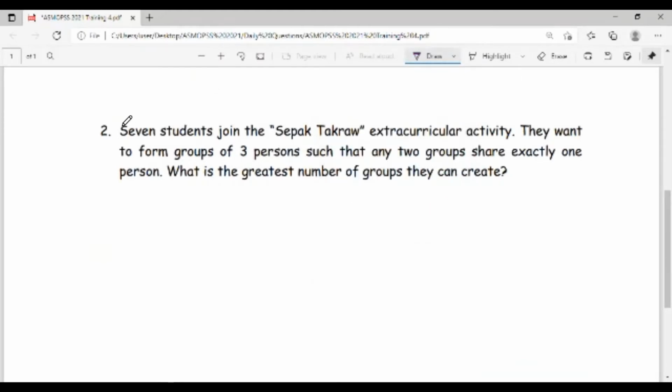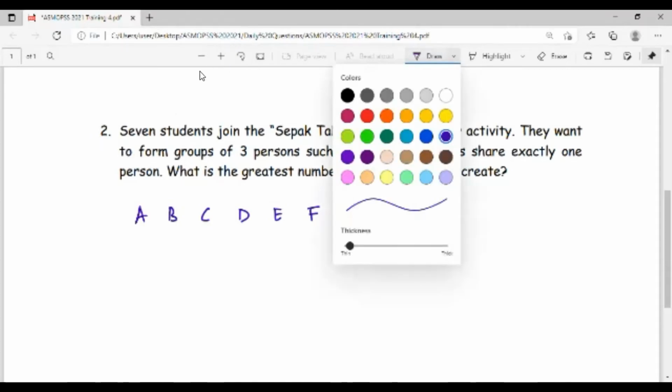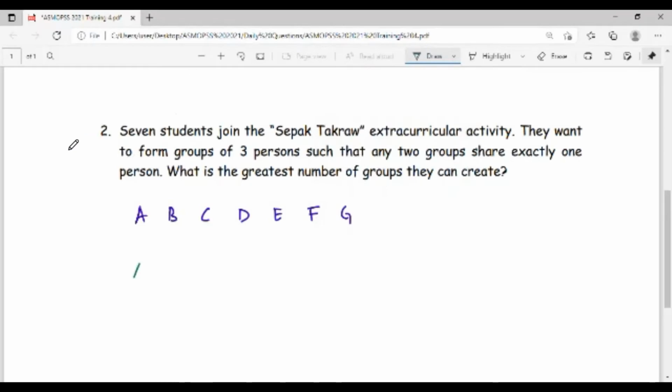So there are 7 students and I will name them A, B, C, D, E, F, G. So now there are 7 of them. The easiest way to make the groups here is first by splitting them. So first I will start with A, B, C. I cannot start with B, because if I start with B, C, and D, there will be B and C, which means more than 1 person shared with the first group. So this is group 1.